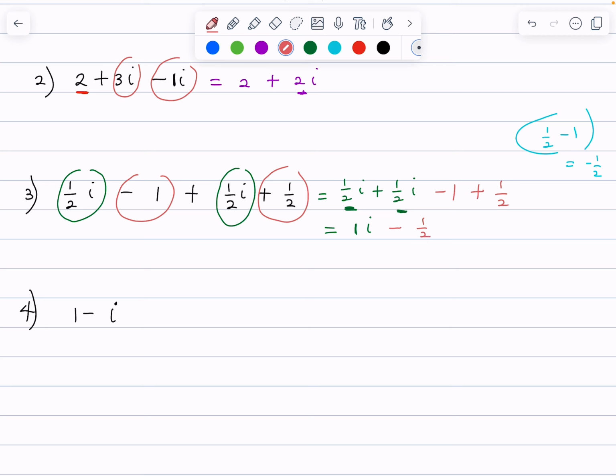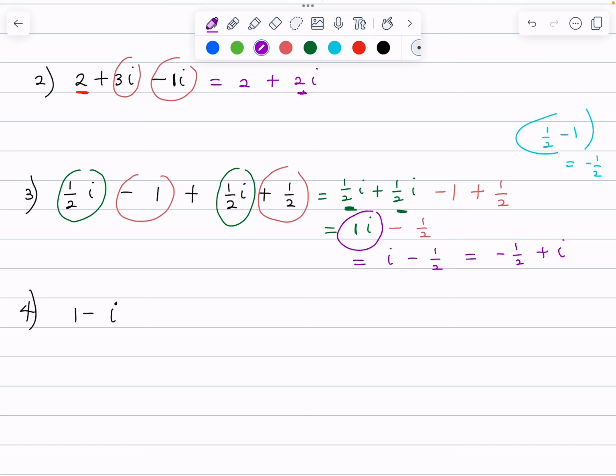So 1 for this one here, right? This one here, 1I, is kind of like 1 times I. 1 times anything is that thing, right? So 1 times I is going to give you I. So this is just going to be equal to I negative 1 over 2. Or if you feel more comfortable, you can write it as negative 1 over 2 plus I.